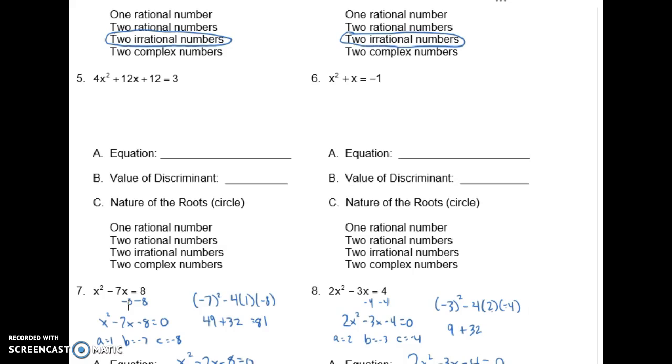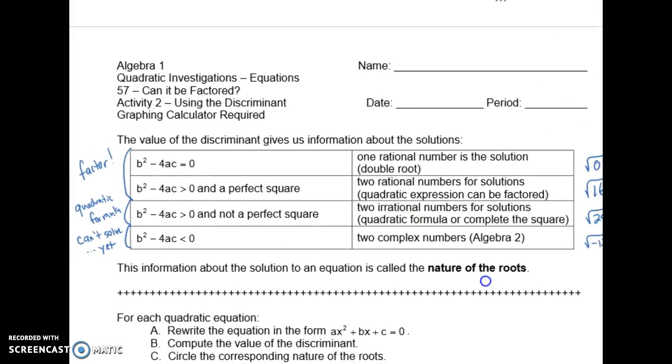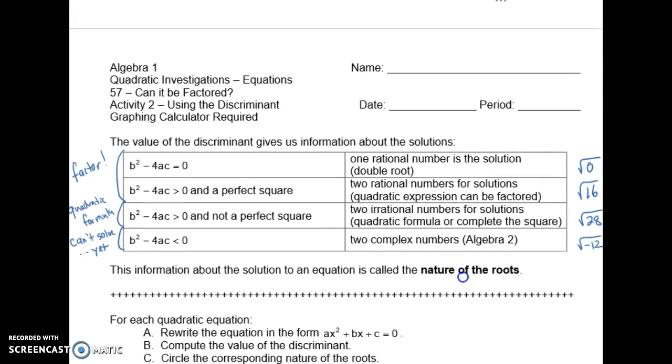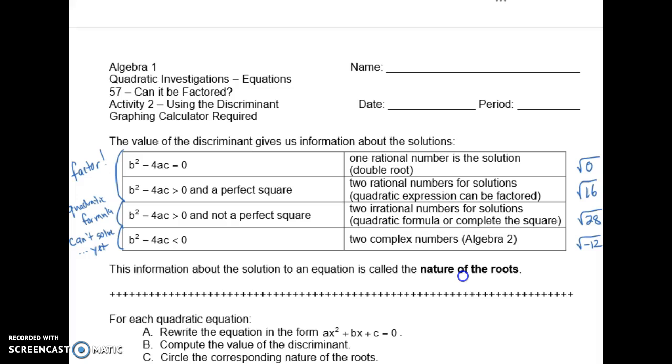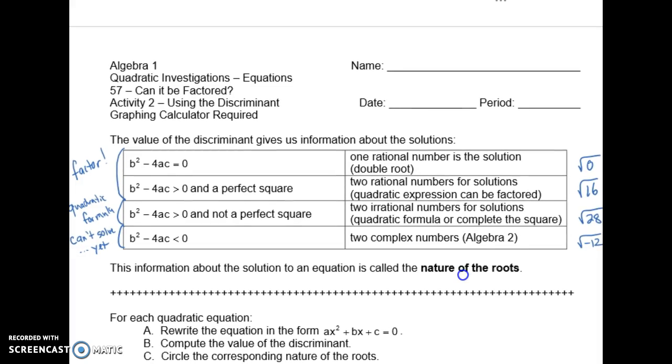Well, I kind of hinted at it a little bit, but what does this all mean? Well, here's what this means. The discriminant will tell us a little bit about what kind of answers we're going to get. If we have something like b squared minus 4ac, the discriminant, equals 0, that tells us that we have one rational root, and it's a duplicate.